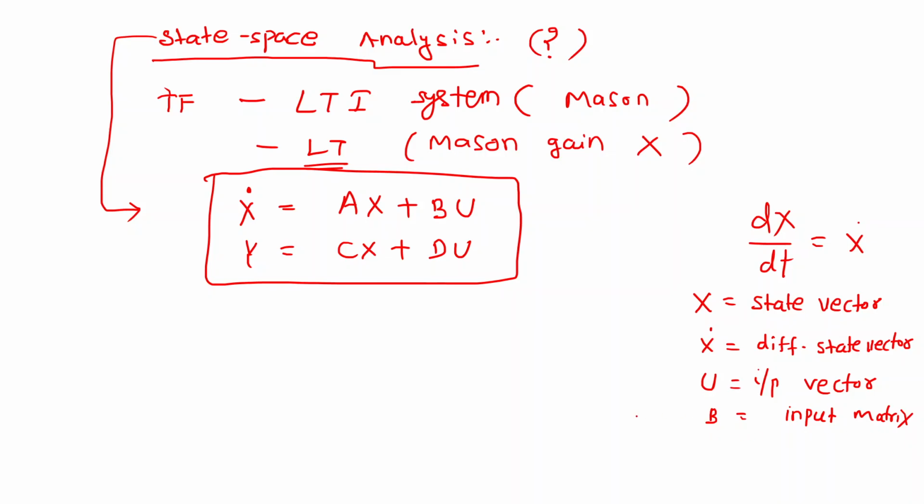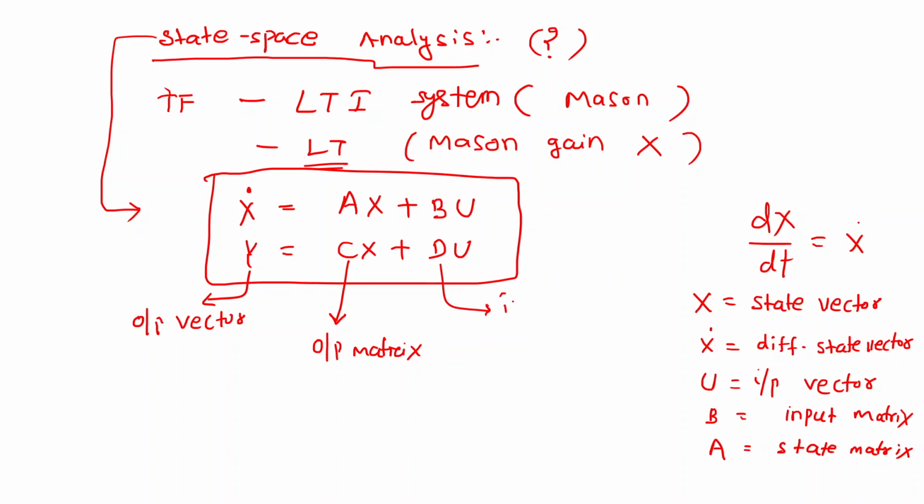Then what are the remaining terms? Let's say A. What is A? A is called the state matrix. Similarly, y is your output vector, and x is the state vector. C is related to the output, that's why it is the output matrix. And D is called the transmission matrix.